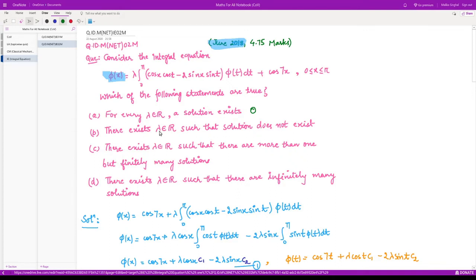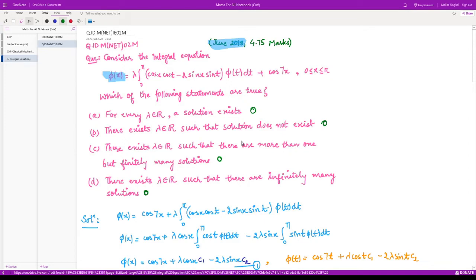They are saying for every value of lambda the solution does not exist, there is no solution. Or for every value of lambda, is there more than one but finitely many solutions? Or for every value of lambda, there are infinitely many solutions.